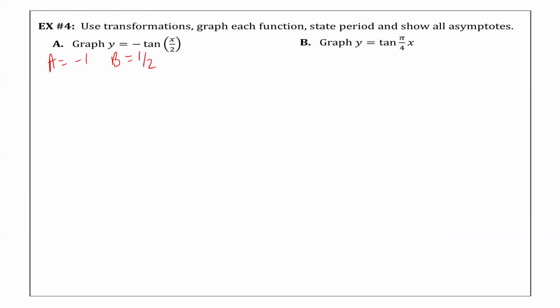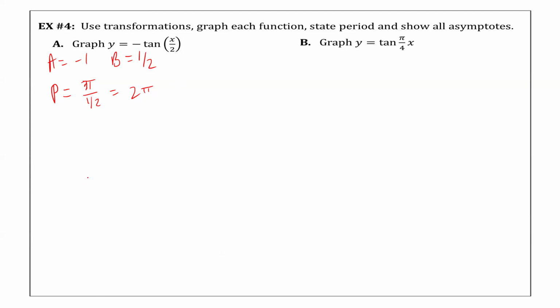So from determining that B equals 1/2, we'll be able to determine our period and find our asymptotes. All right, so our period equals pi divided by 1/2, which equals 2 pi. So now we're expanding over 2 pi of time. That means that our asymptote is going to have to go from negative pi to positive pi.